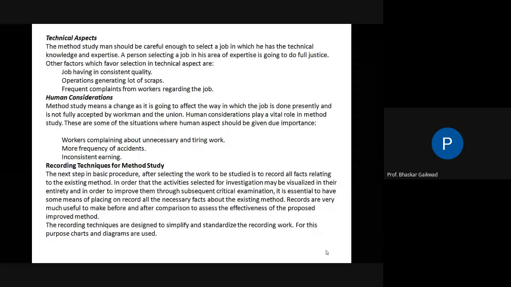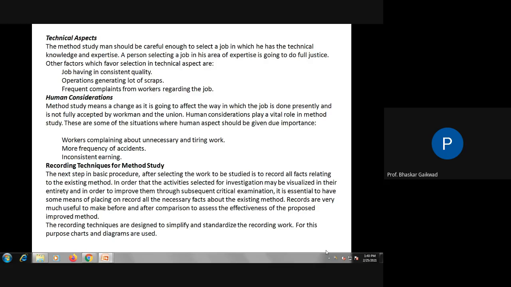Human constitution plays a vital role in the method study. These are some situations where human aspects should be considered. So while doing method study, the opinions of workers are also taken into consideration. Workers complaining about unnecessary work, more frequent accidents, inconsistency in earning. If earning is fluctuating, nobody would like to work in that industry. If more accidents are happening in that industry, nobody will work in that industry.